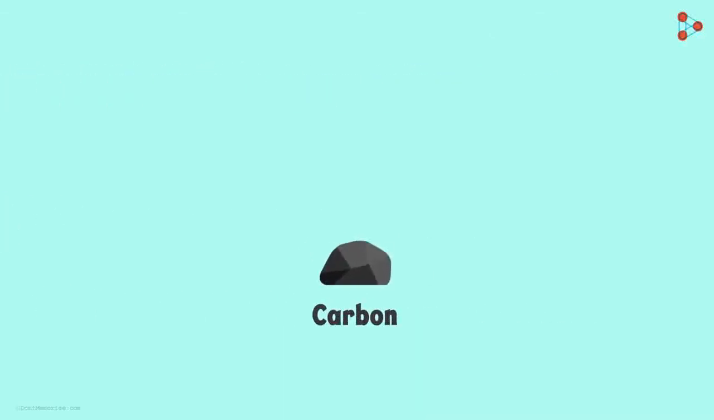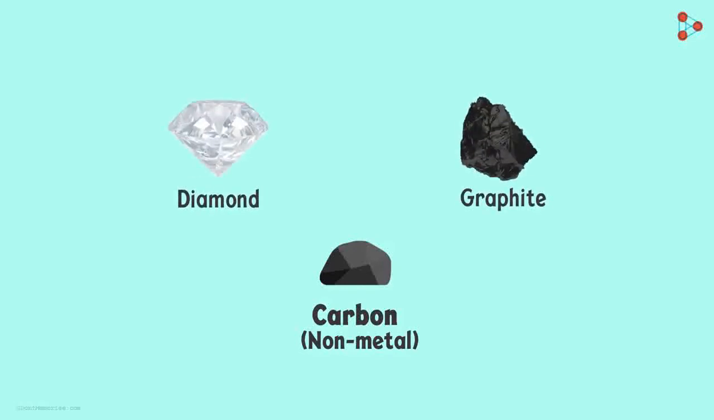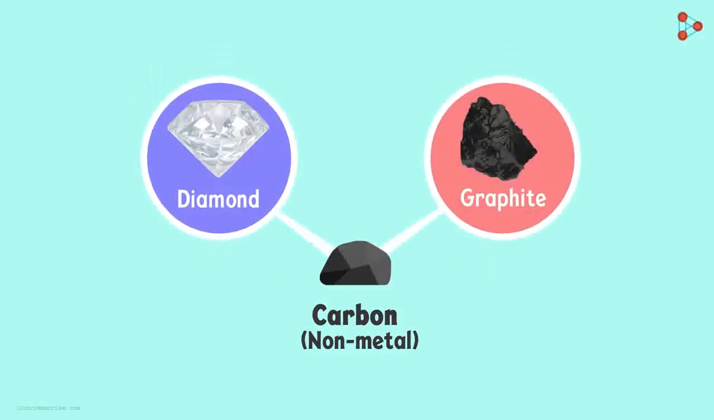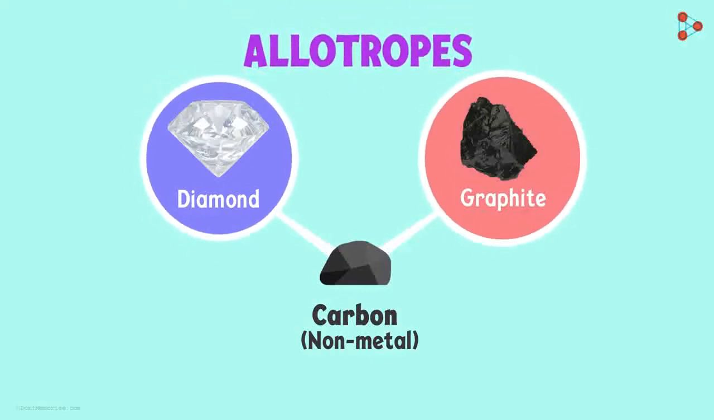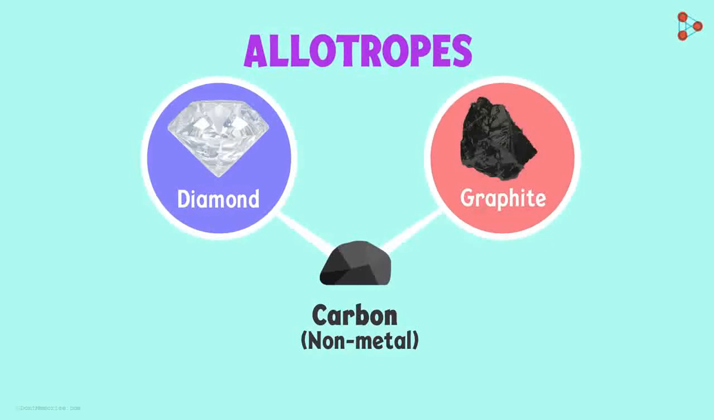Take another example, carbon, for instance. What is carbon? Is it a metal or non-metal? Yes, carbon is a non-metal, but look at diamond or graphite. They all come from carbon. They are known as allotropes. The different forms in which carbon can exist are called its allotropes.